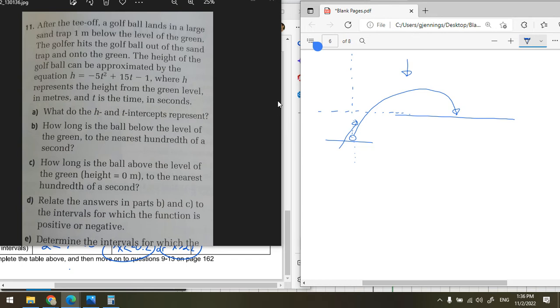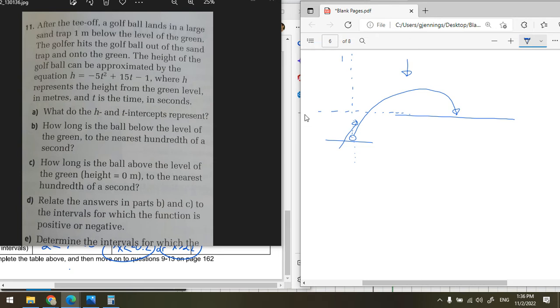I know this is rising. It's not falling down that way. So that's how you visualize. See it in your mind, and it helps clarify what all the numbers mean. Let's keep going. All right, h represents the height from the green level in meters, and t is time in seconds. What do the h and t intercepts represent?